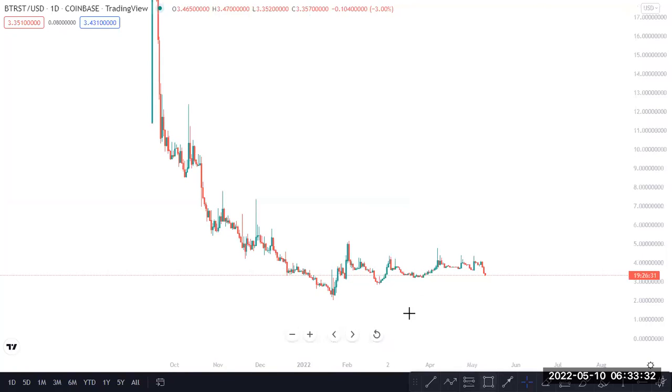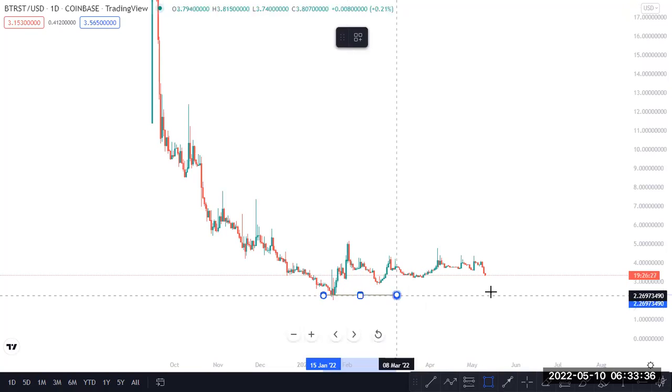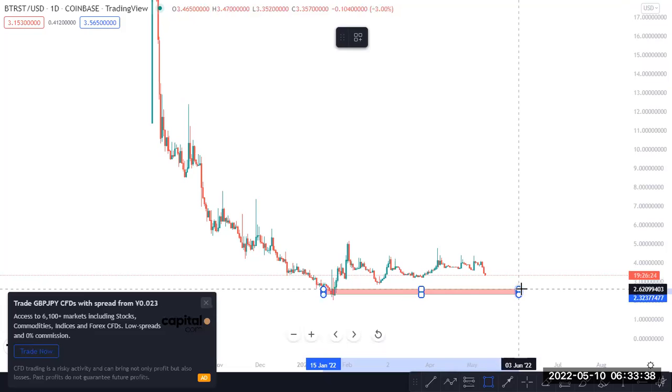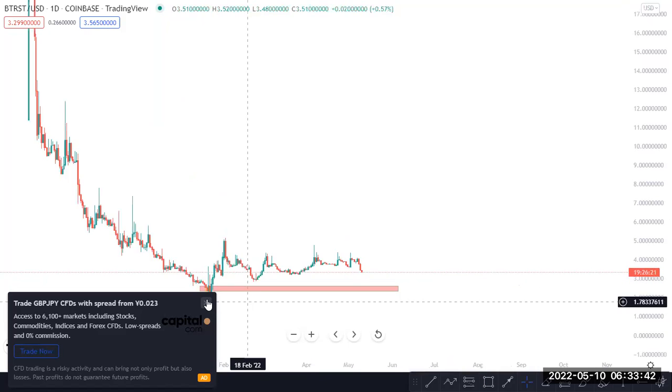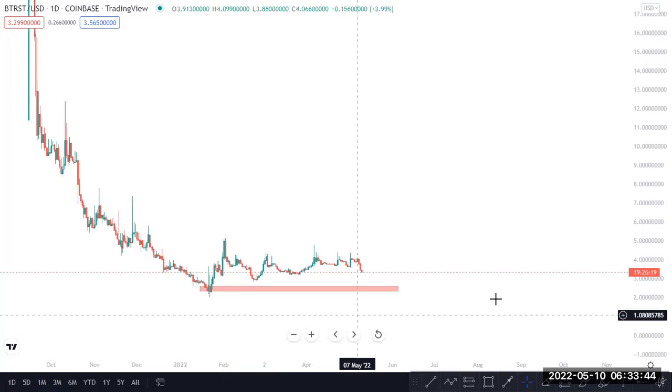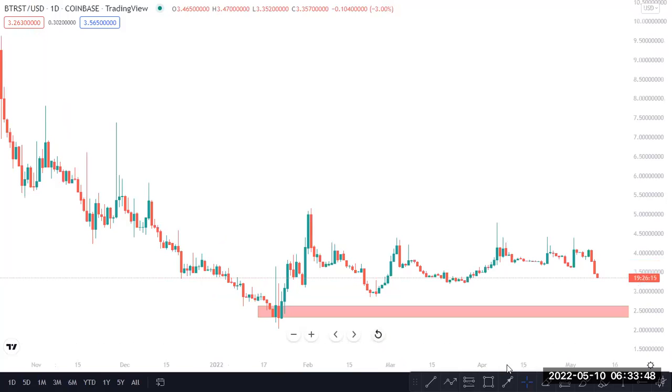So what I can do is I'll mark these zone areas for the long term, right? First I have this zone area, okay? I have this zone area first, and then secondly I have, let me zoom it in like this.